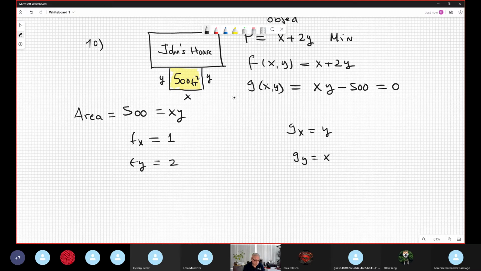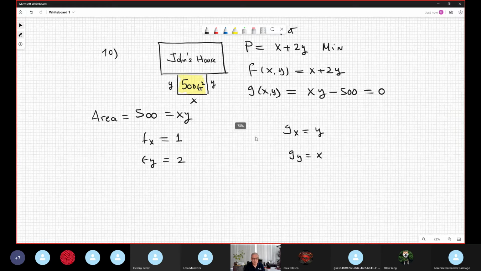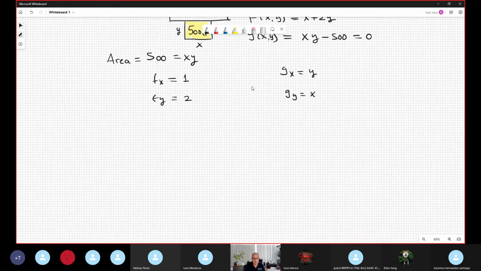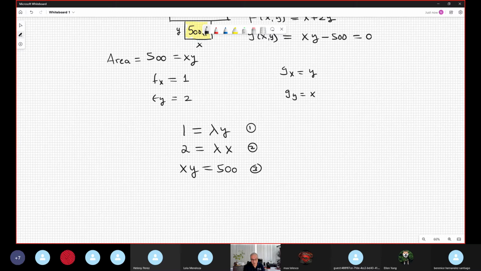Okay, so my system of equations is super easy. 1 is equal to lambda y, equation number 1. The second is 2 is equal to lambda x, equation number 2. And x times y is equal to 500, equation number 3, is the constraint. Expressed like implicit or not, personally, I like this way.